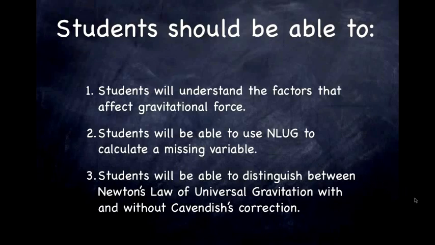You should also be able to calculate for an unknown variable using Newton's law of universal gravitation as shown in the many examples in this lecture. Also, you should know how to distinguish between Newton's version and Cavendish's version, even though they are both called Newton's law of universal gravitation.